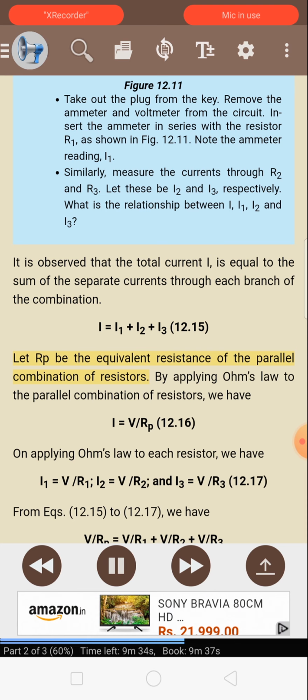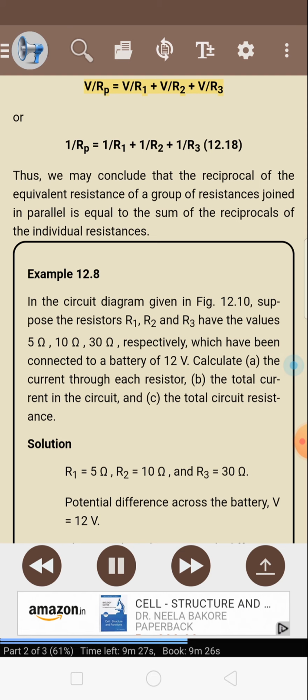Let Rp be the equivalent resistance of the parallel combination of resistors. By applying Ohm's law to the parallel combination of resistors, we have I equals V over Rp (12.16). On applying Ohm's law to each resistor, we have I1 equals V over R1, I2 equals V over R2, and I3 equals V over R3 (12.17). From Eqs. 12.15 to 12.17, we have V over Rp equals V over R1 plus V over R2 plus V over R3, or 1 over Rp equals 1 over R1 plus 1 over R2 plus 1 over R3 (12.18).